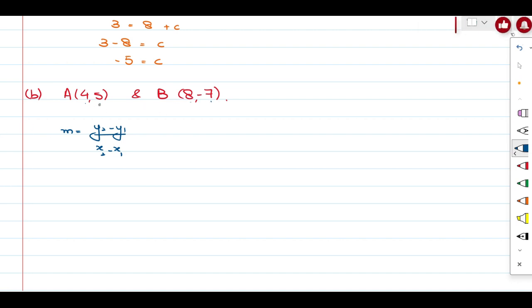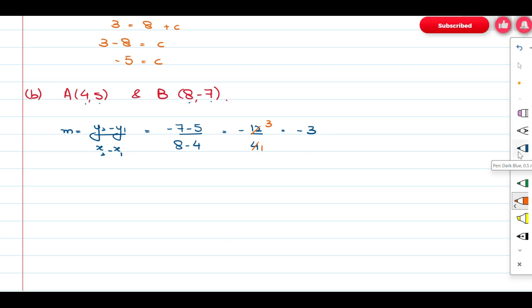So y2 minus y1 is minus 7 minus 5, divided by x2 minus x1, so 8 minus 4. Minus 7 minus 5 is minus 12, and 8 take away 4 is just 4. 4 times 1 is 4, 4 times 3 is 12, so minus 3 is the gradient.